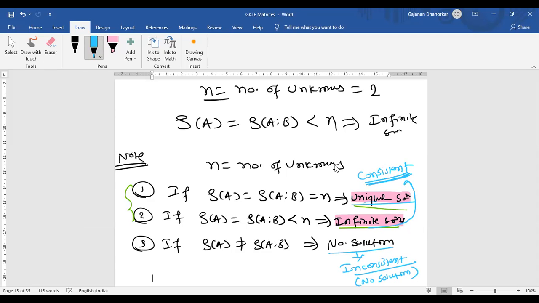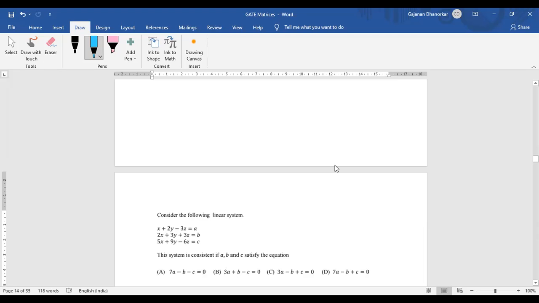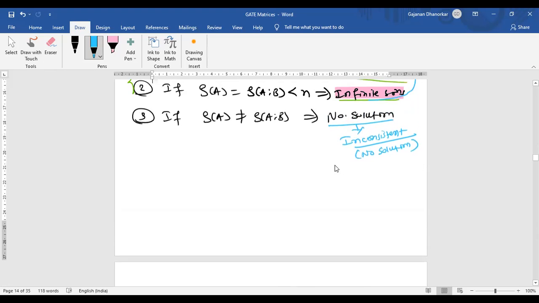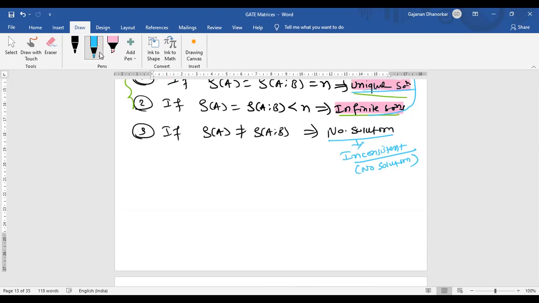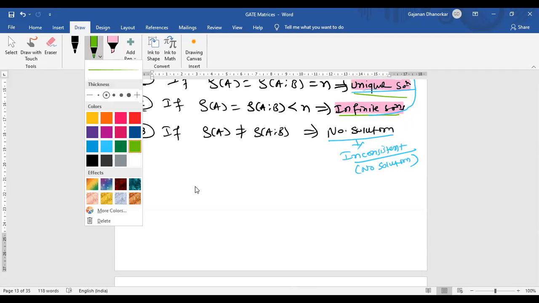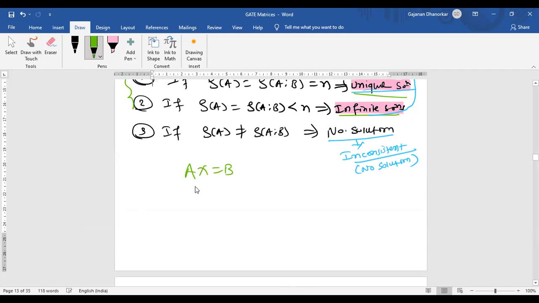Having no solution means this system of linear equations. I will write here: this system of linear equations AX is equal to B. This is non-homogeneous. This non-homogeneous system either is consistent or inconsistent.